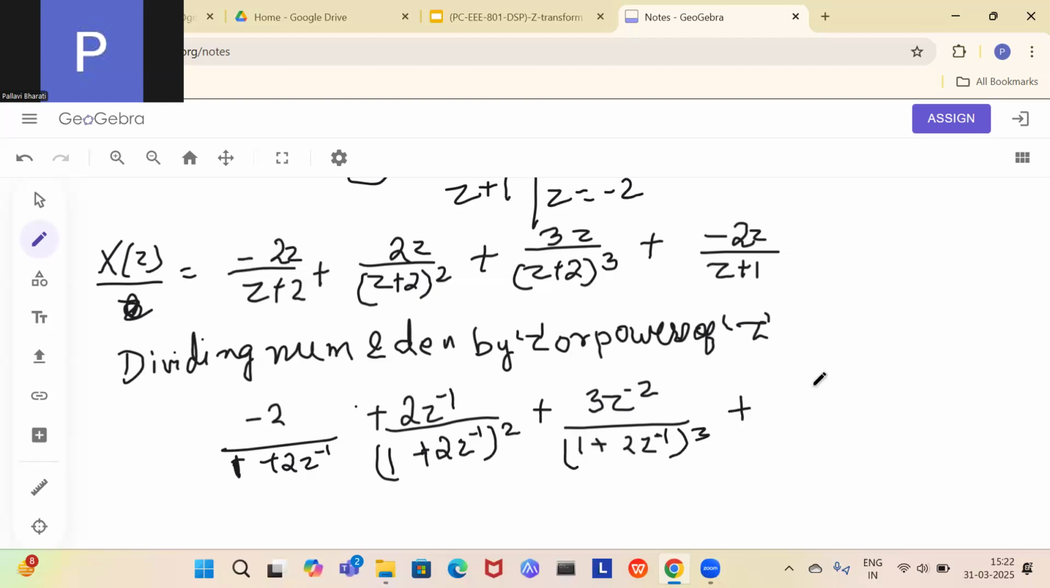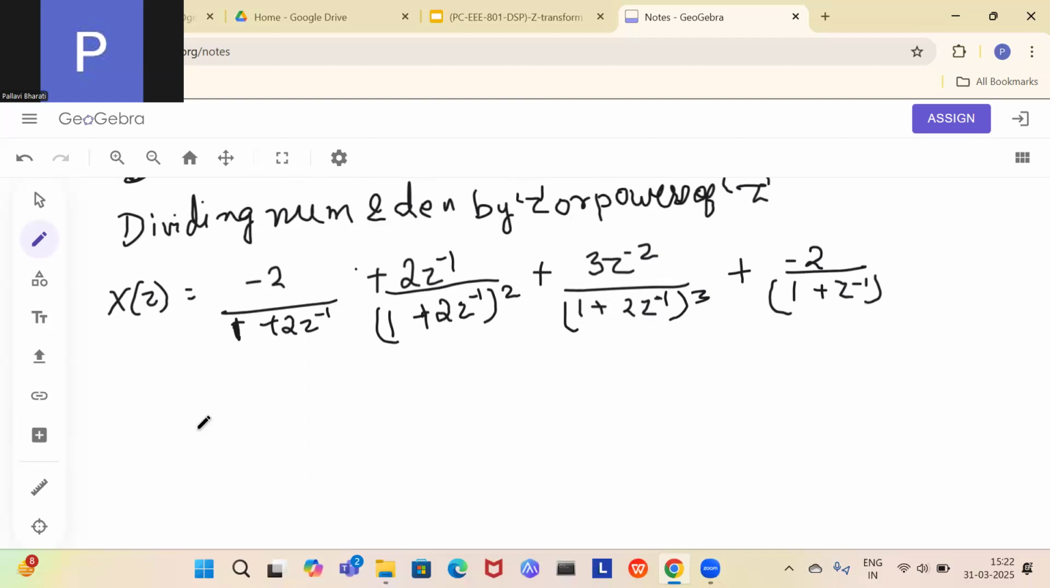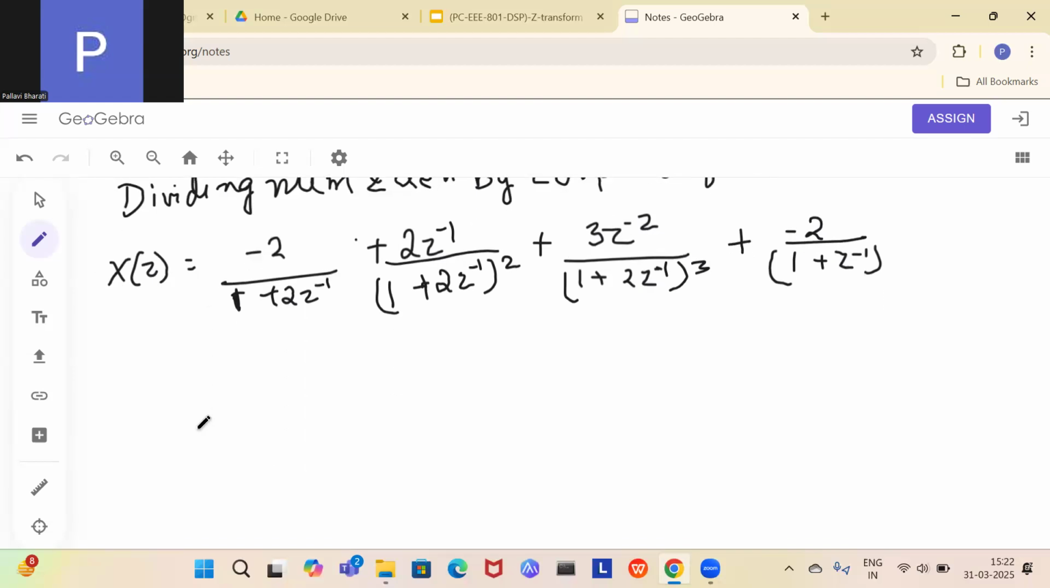And in this case, we have minus 2 divided by 1 plus z inverse. Now again, we are going to do what? Inspection method. Inspection means you are comparing with the popular Z transforms. Now see, first of all, everywhere there is a plus sign, right? Everywhere there is a plus sign. So these are the Z transform for minus 2 to the power n.